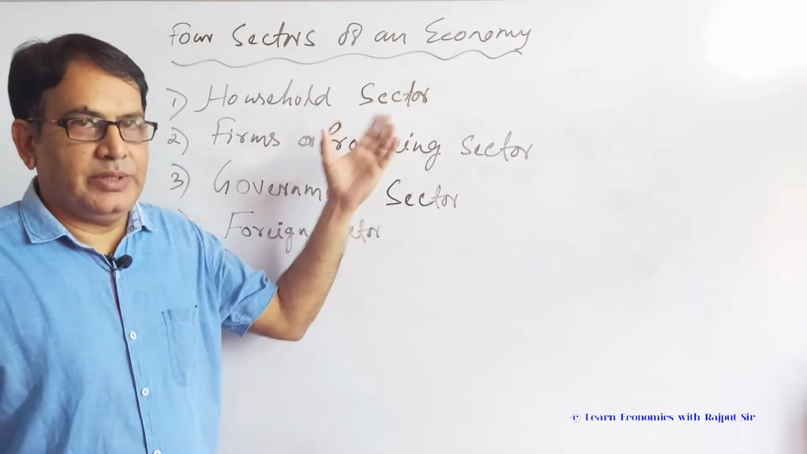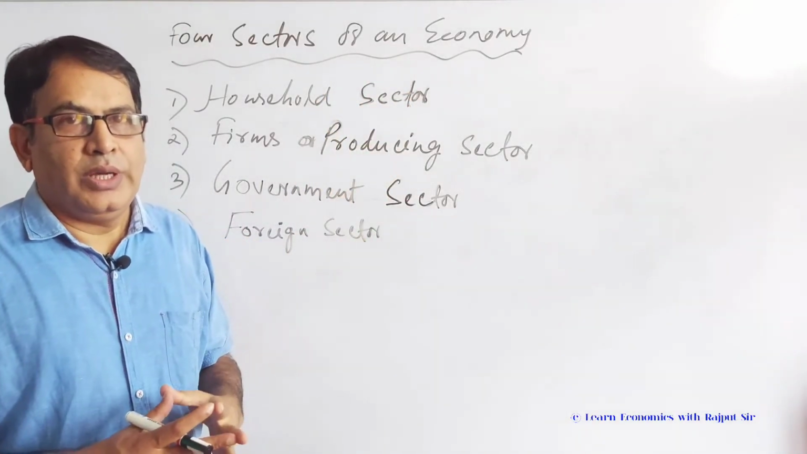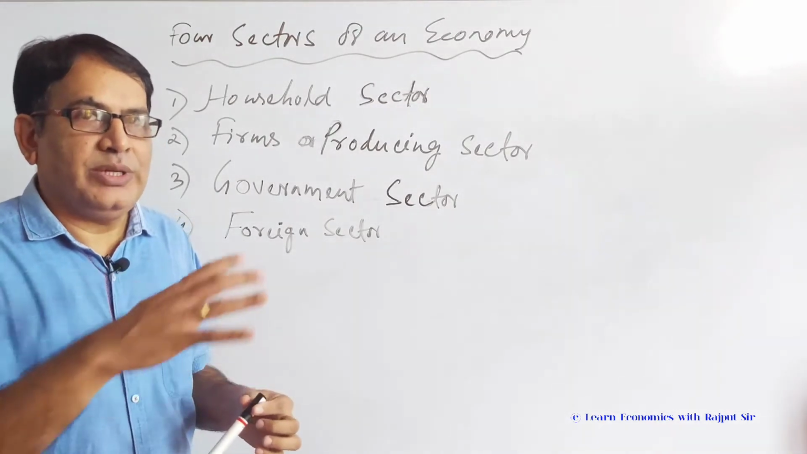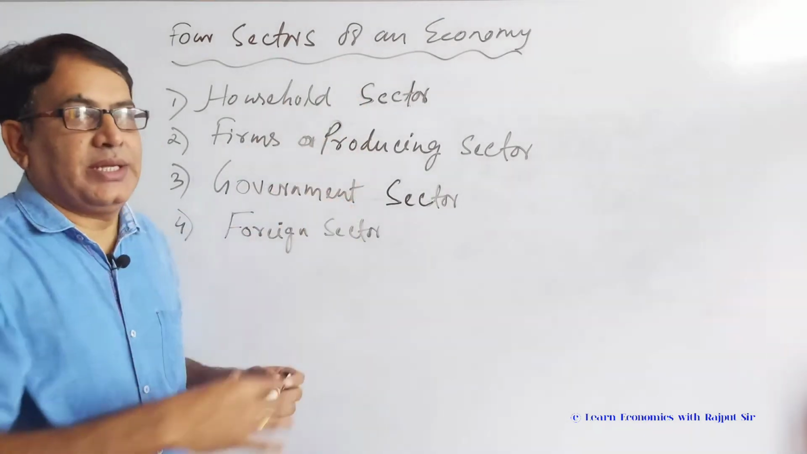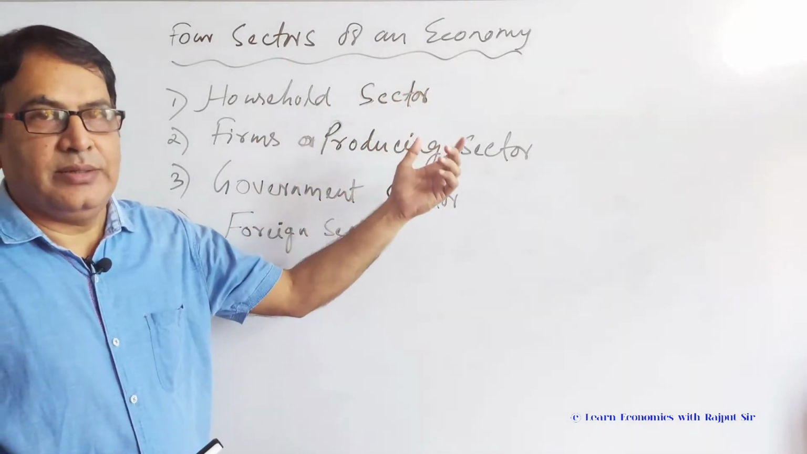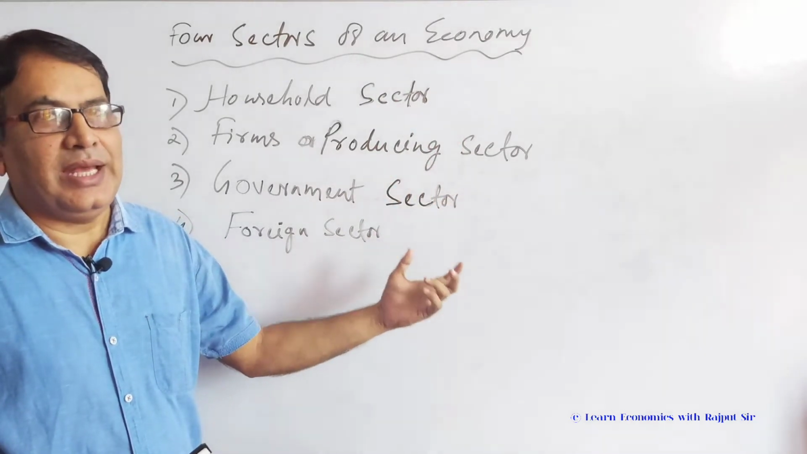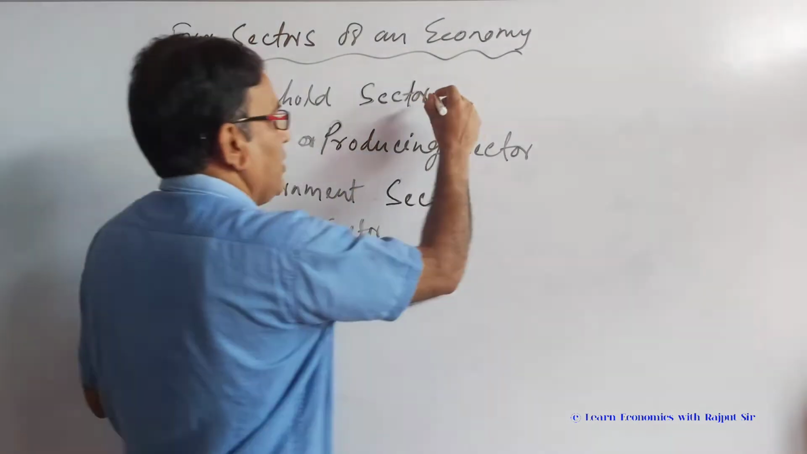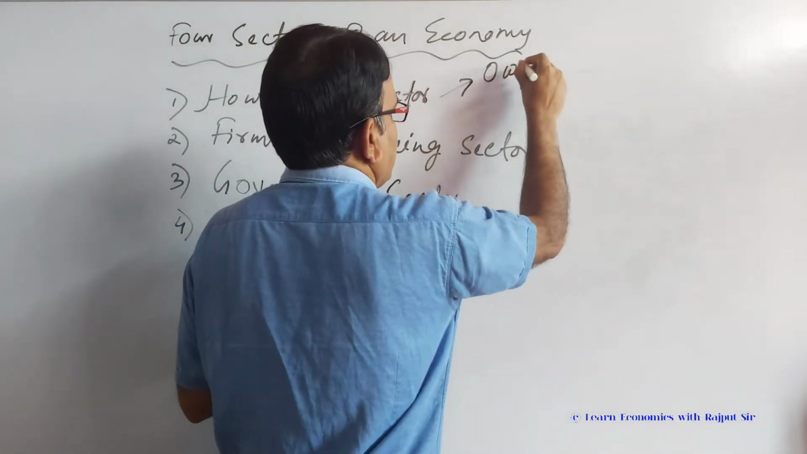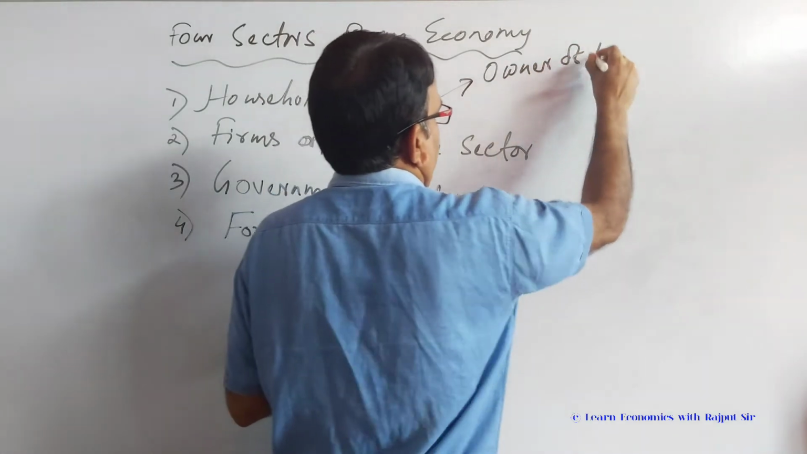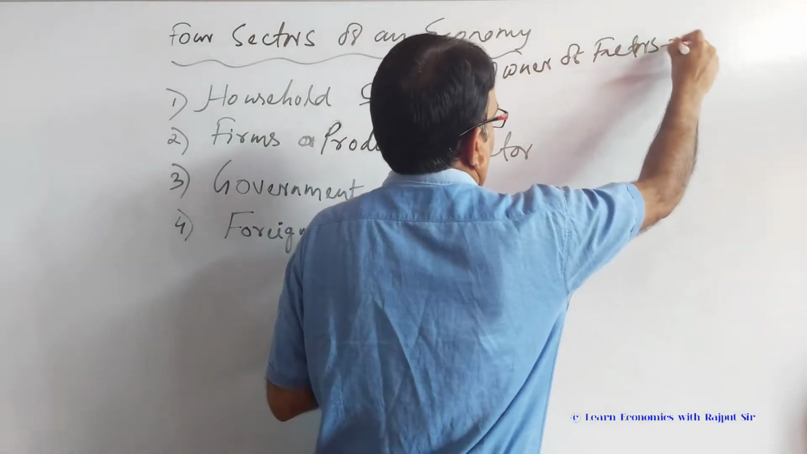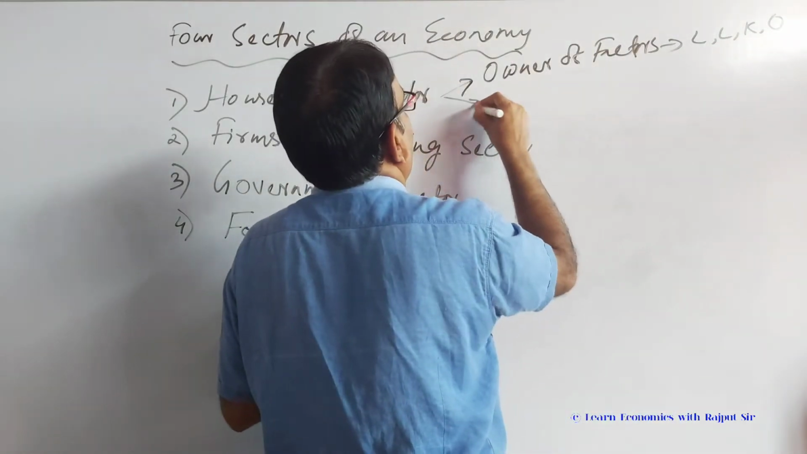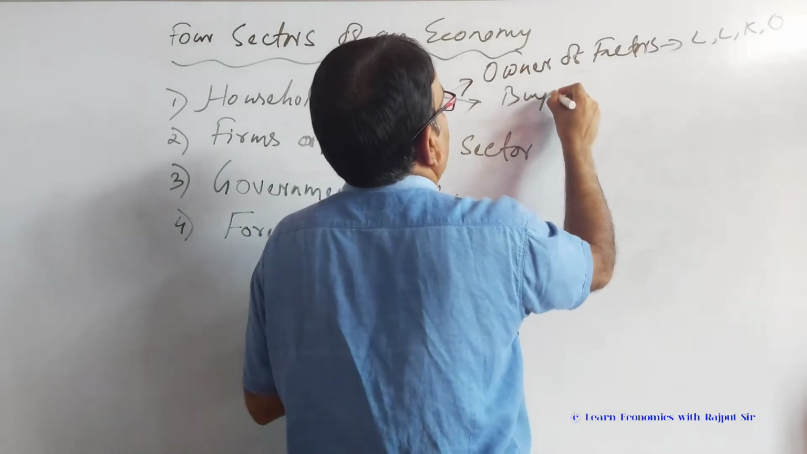This is another concept that we need to know for understanding national income concepts. The sectors of an economy can also be divided under this category: household sector, producing sector, government sector, and external sector. Now, households are the owners of the factors of production: land, labor, capital, and organization, and they are the buyers also.